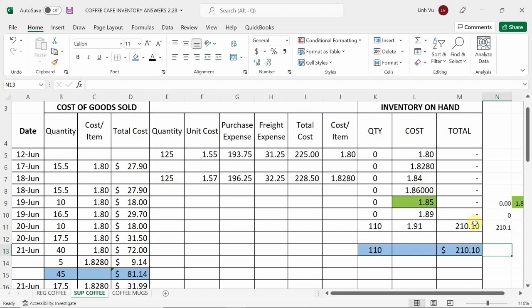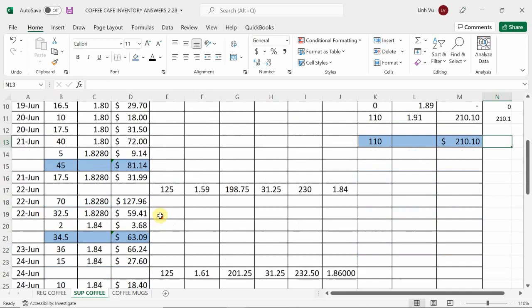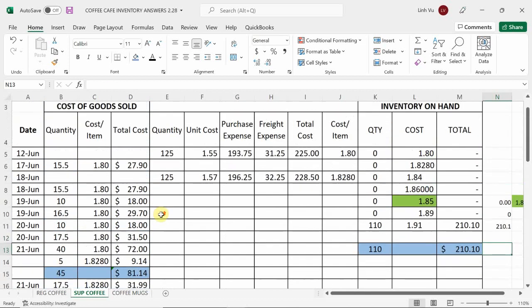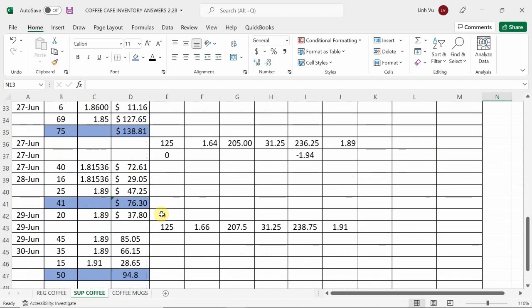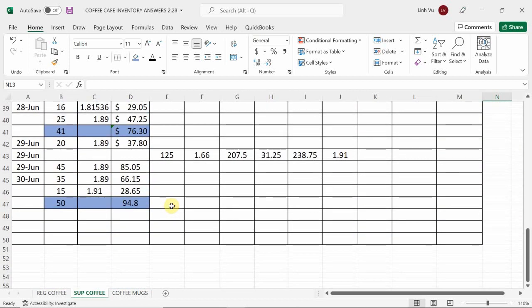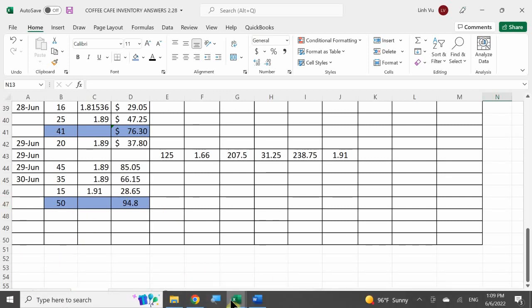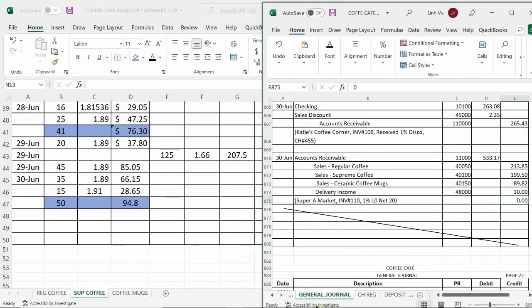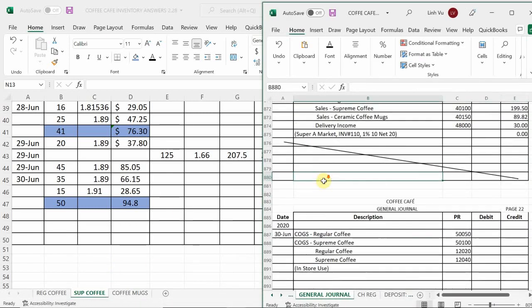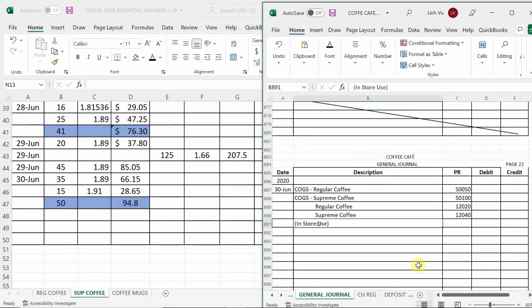So there you go. I have $210.10 left in my inventory at a total of 110 pounds, and I sold a grand total of 50 pounds. I sold a total of $94.80 of the Supreme Coffee. So those are the numbers I'm going to be plugging into my journal here. I already finished my page 21, so I'm moving on to page 22.